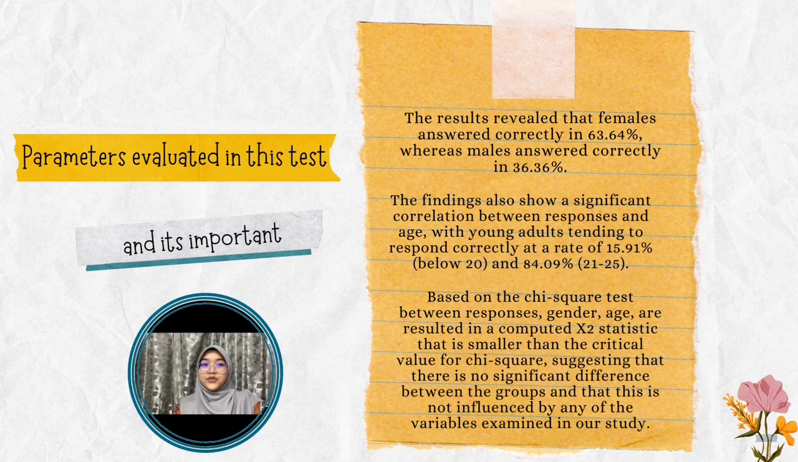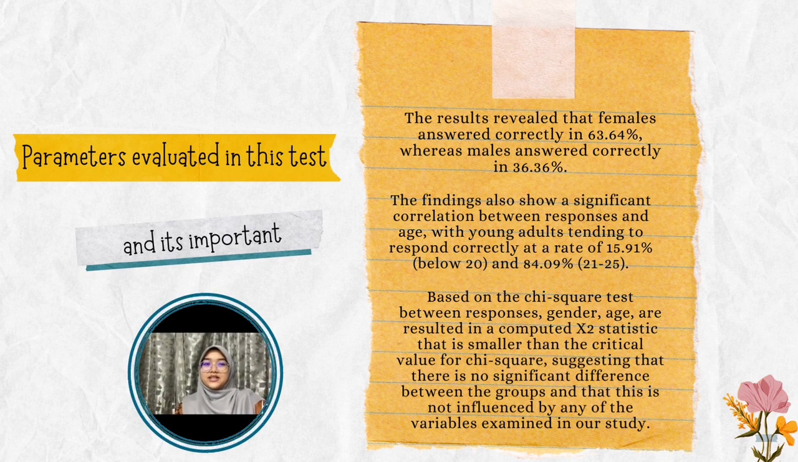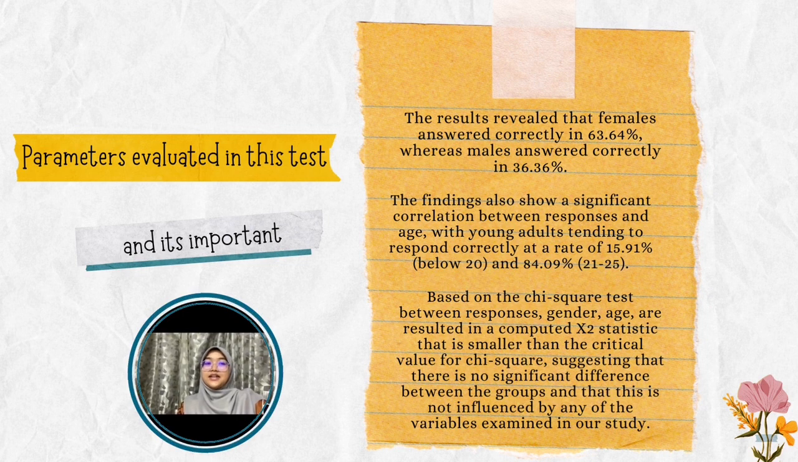It has been proven that older persons have more sensitivity in discerning different formulations and ingredients. Based on the chi-square test between response, gender and age, the result is a computed statistic that is smaller than the critical value for chi-square, suggesting that there is no significance between the groups and that it is not influenced by any of the variables examined in our study.